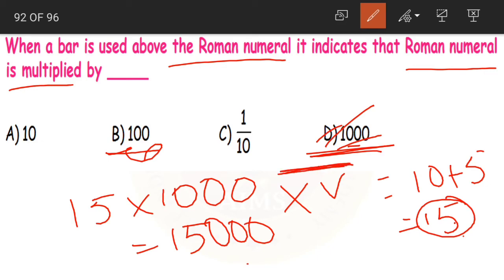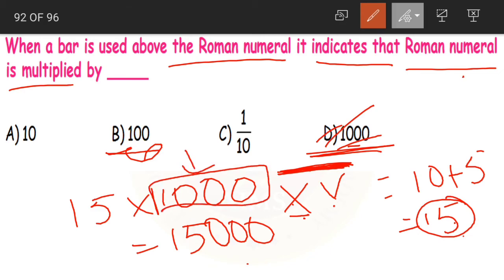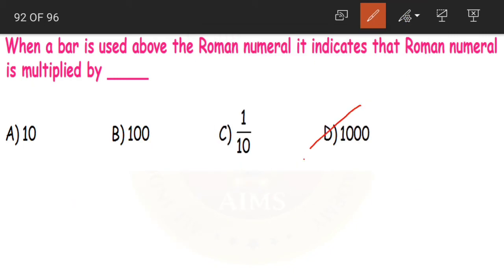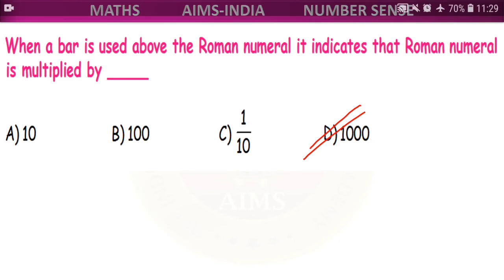Bar means you are seeing this horizontal line over the numerals, right? Yes. So this is called a bar. When this bar is placed over any Roman numeral, it indicates that the Roman numeral is multiplied by the number 1000. Its value increases by 1000 times. Okay children? Yes, so the correct answer is option D, 1000 here.